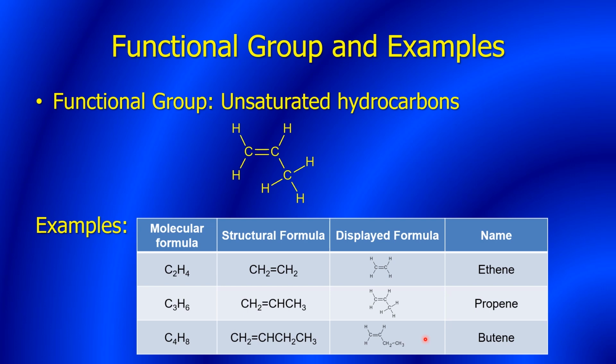You'll notice that the general formula for the alkenes is CnH2n. So for every number of carbons, you have twice that number of hydrogens. You'll also notice that when we name the alkenes, all of their names end in ene, E-N-E, which indicates that it is an alkene.